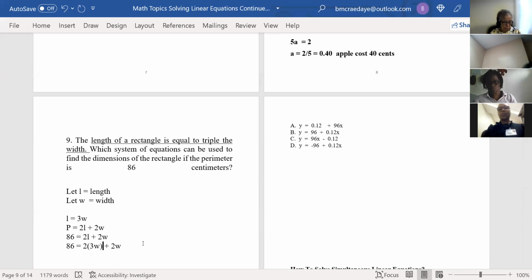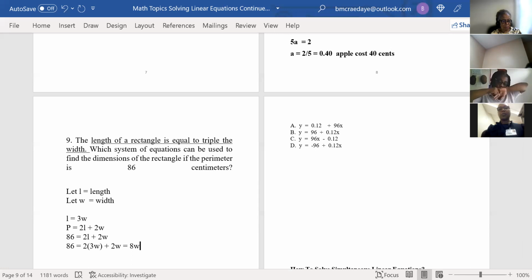Tell me how we calculated this. 2 times 3 is 6W. Yes, and that plus 2W would be what? Okay, because it's 8W. W and W, they have the same. 2 times 3 is 6W plus 2W is 8W.